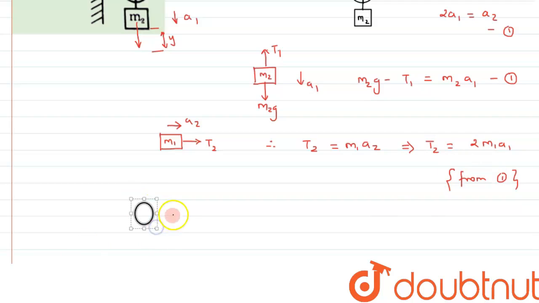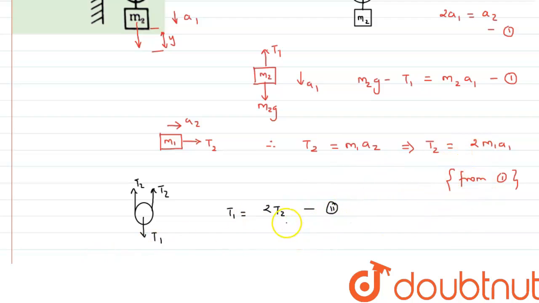Now let's make the FBD of the pulley. This is the movable pulley. Here it is tension T2, here it will also have a tension T2, and here it is tension T1. So from here we can say T1 is nothing but 2T2. Let's say this is our equation number 2.